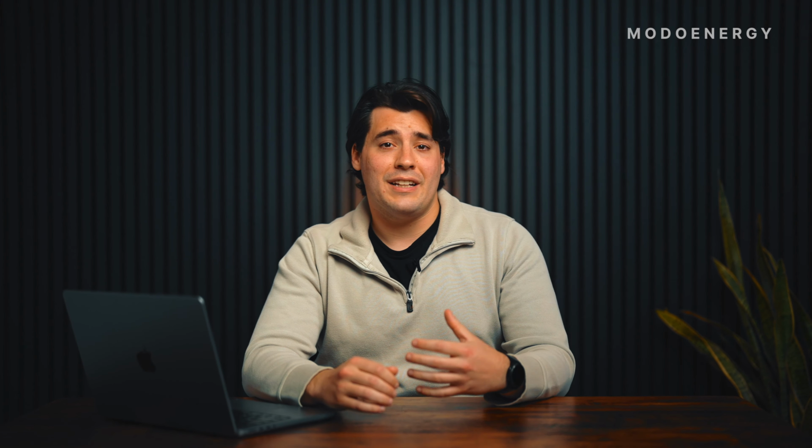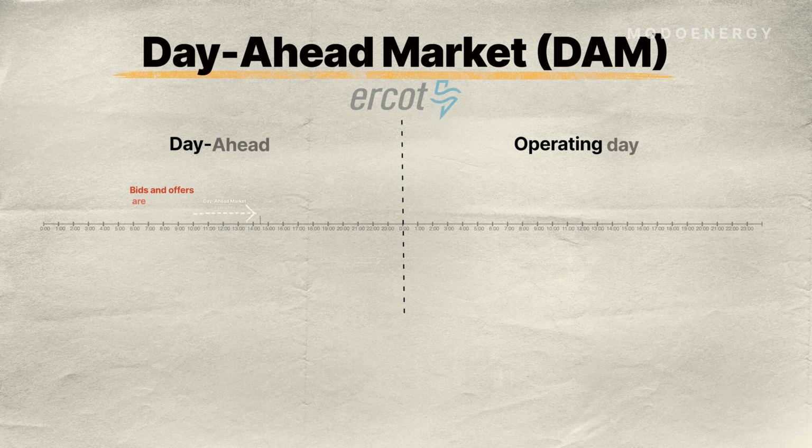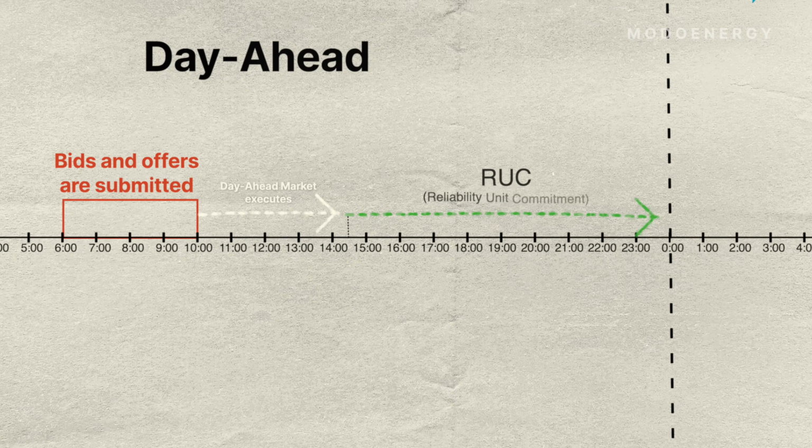If ERCOT thinks it might need extra generation in the next operating day, it can procure it via a process called Reliability Unit Commitment, or RUC. From around 2:30 p.m. onwards, RUC runs every hour.